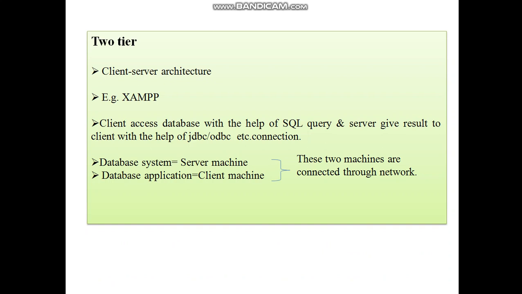So in this two tier we have two machines, client and server, and these two machines are connected through a network. That means in two tier, when the client tries to access the database, it accesses it with the help of an SQL query, and the server responds to those SQL queries with the help of a JDBC connection. So this is nothing but a client server architecture.